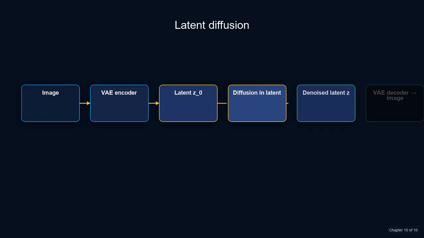High-resolution images are expensive to diffuse. Latent diffusion solves it by compressing first. A variational autoencoder turns the image into a latent 8 times smaller. Diffusion happens in that compact space, and the decoder projects the result back to pixels. That's the idea behind Stable Diffusion.